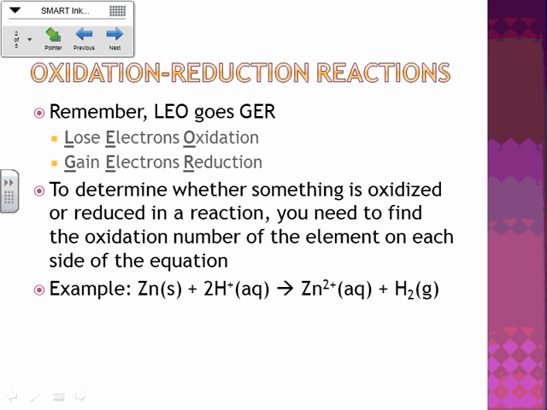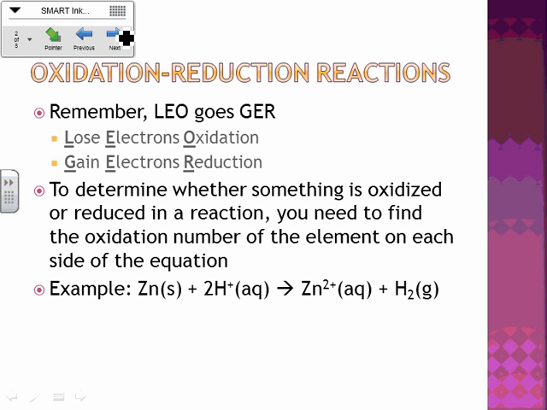Okay. All right, so LEO goes GER is going to be your friend again in this unit. Lose electrons means oxidation, gain electrons means reduction. Now, the problem is when you look at a reaction, it's not going to be immediately obvious a lot of the time which one is gaining electrons and which one is losing electrons. So we need to find the oxidation number of the element. And through the course of going through a few of these, we will review some of those oxidation number rules that you had to remember.